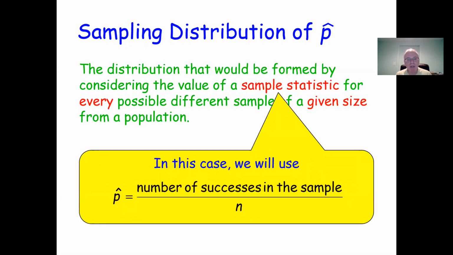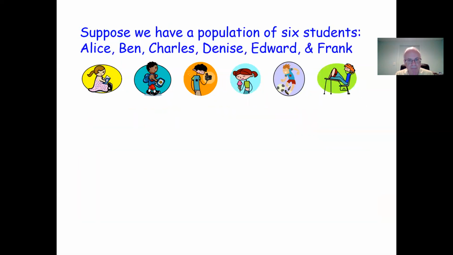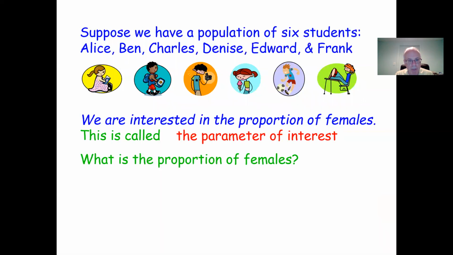p hat, of course, is defined as the number of successes in the sample divided by the number of trials, or the number of people in the survey, which is small n. All right, and p hat is always expressed as a decimal, and p is always expressed as a decimal, not as a percentage. All right, and then we just skip some of this stuff here.